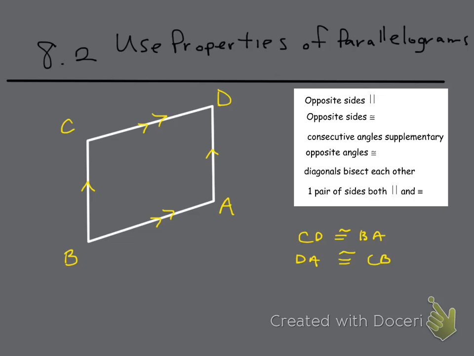Since we have parallel lines, we have consecutive angles, and those consecutive angles are going to be supplementary. If you remember, if CB and DA are parallel, that means CD, this line right here, is a transversal, which creates these angles being supplementary. If you remember the definition of supplementary, it means that angle C and angle D are equal to 180 degrees. Again, that's going to help you solve parallelograms when necessary.